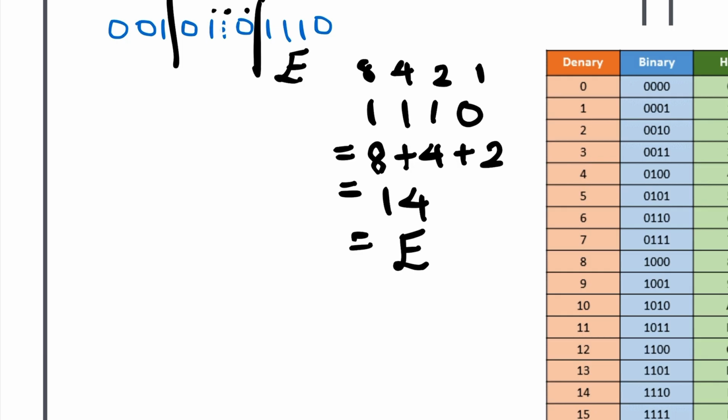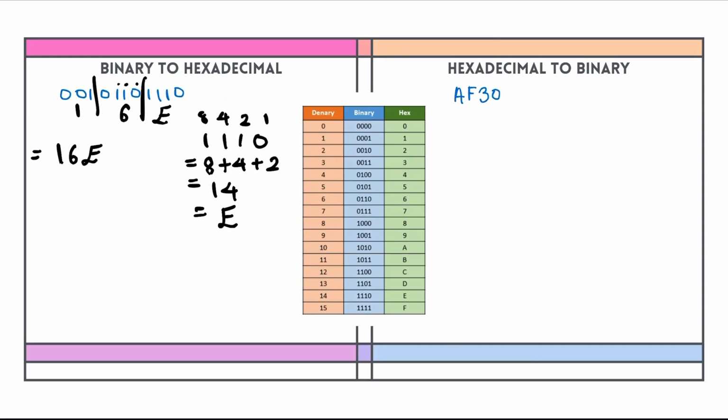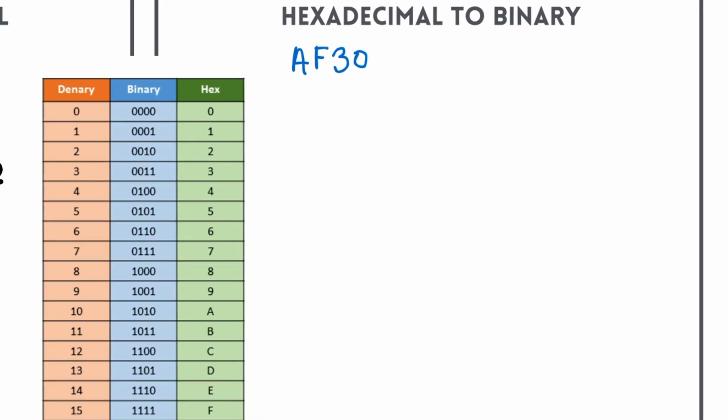So we have 2 and 4, and when you add 2 and 4, you're going to get 6, right? And over here is just 1. So that is literally 16E. So all these binary and hexadecimal is just 16E. Okay, and for hexadecimal to binary, we're going to do the complete opposite thing.